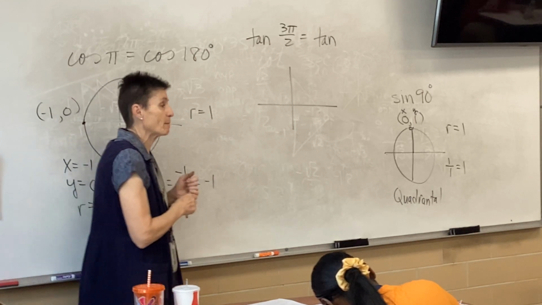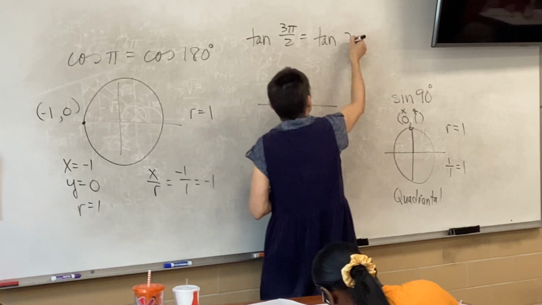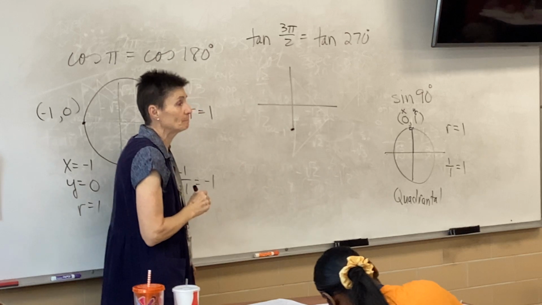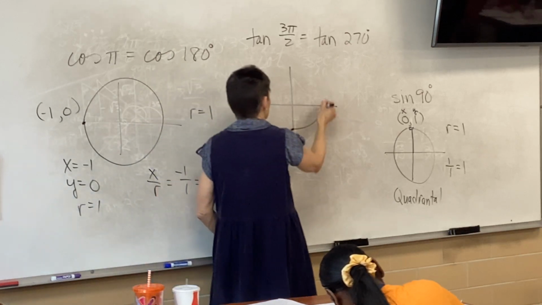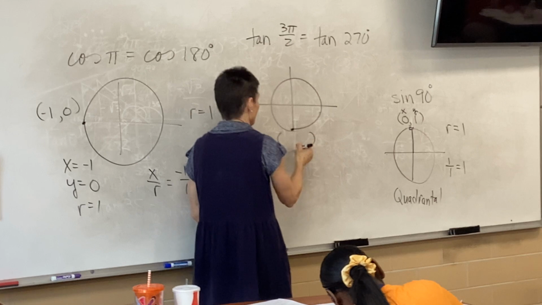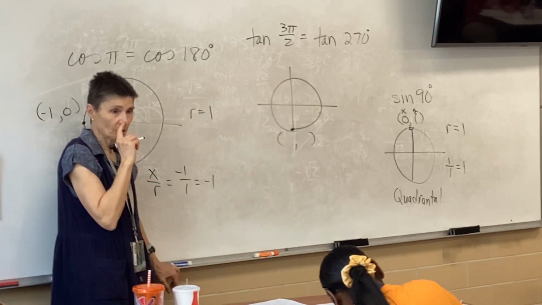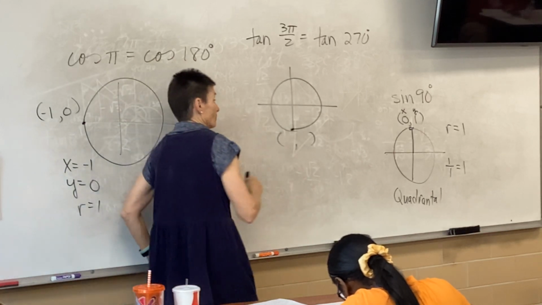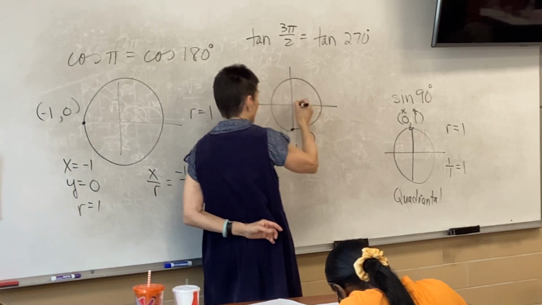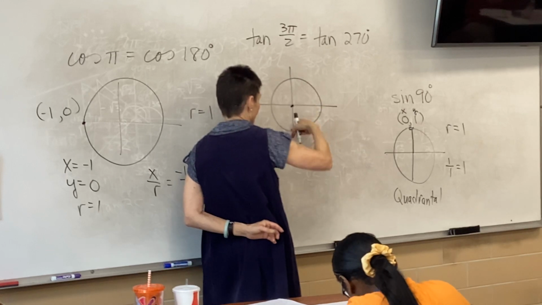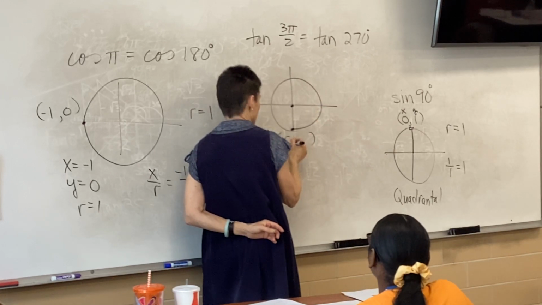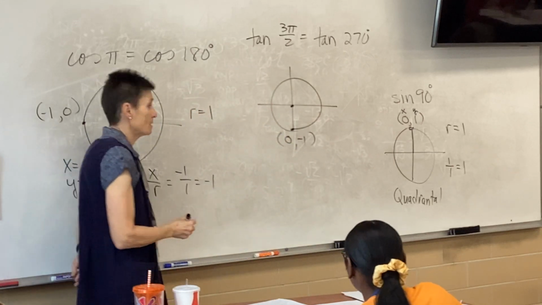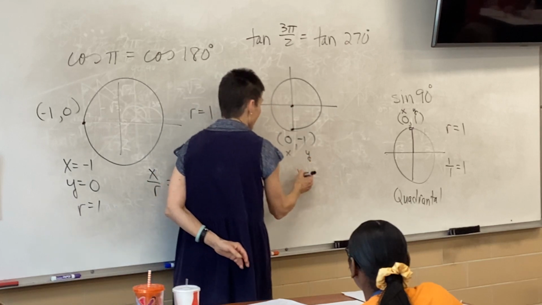How many degrees is 3 pi over 2? 270. So again, you have a quadrantal angle, right? You're on an axis, 270. How did you label your point down there? Here's the origin. What's this point down here? 0, negative 1. So that's my X and my Y, and my R is 1.